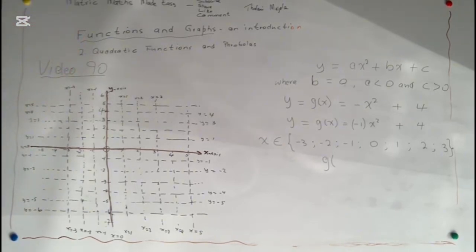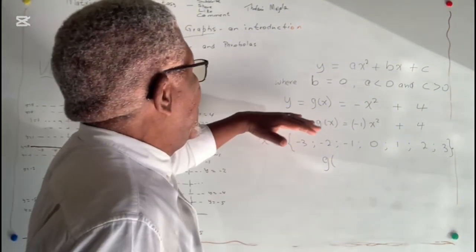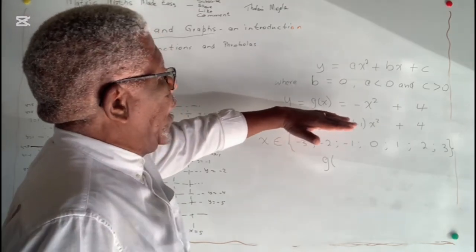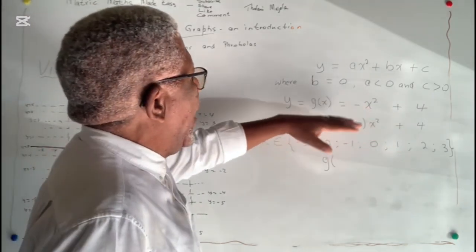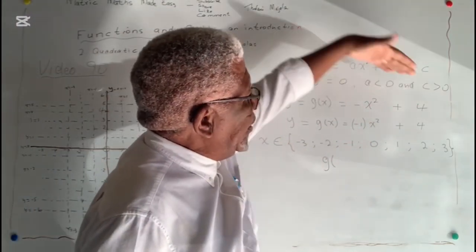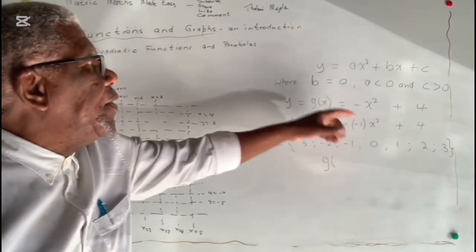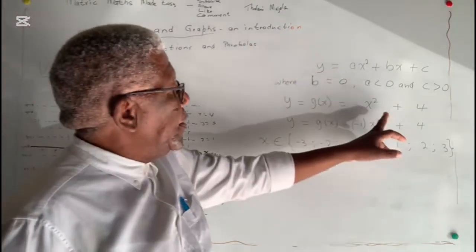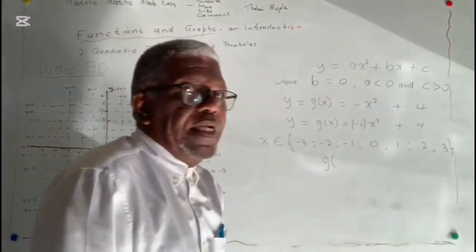Number 2, the quadratic functions and parabolas, video number 90. Suppose you're given a quadratic function y equals g of x equals negative x squared plus 4, where a quadratic function is actually ax squared plus bx plus c. So a is less than 0, equal to negative 1, and b is 0, so we don't have a b, and c is 4, which is greater than 0.